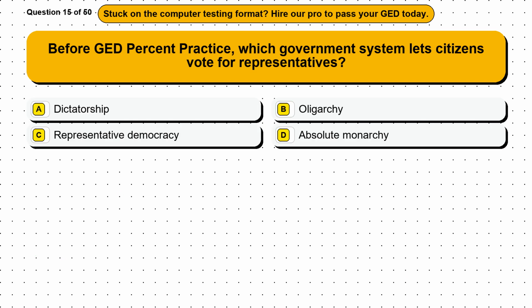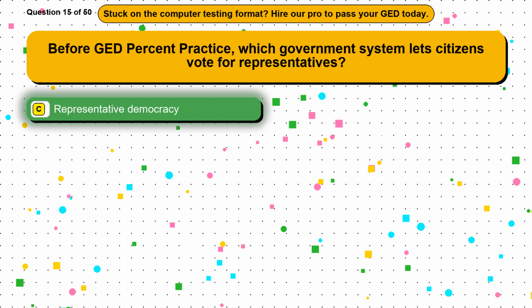Question 15. Before GED Percent Practice, which government system lets citizens vote for representatives? Option A, dictatorship. Option B, oligarchy. Option C, representative democracy. Option D, absolute monarchy. The correct answer is option C, representative democracy.